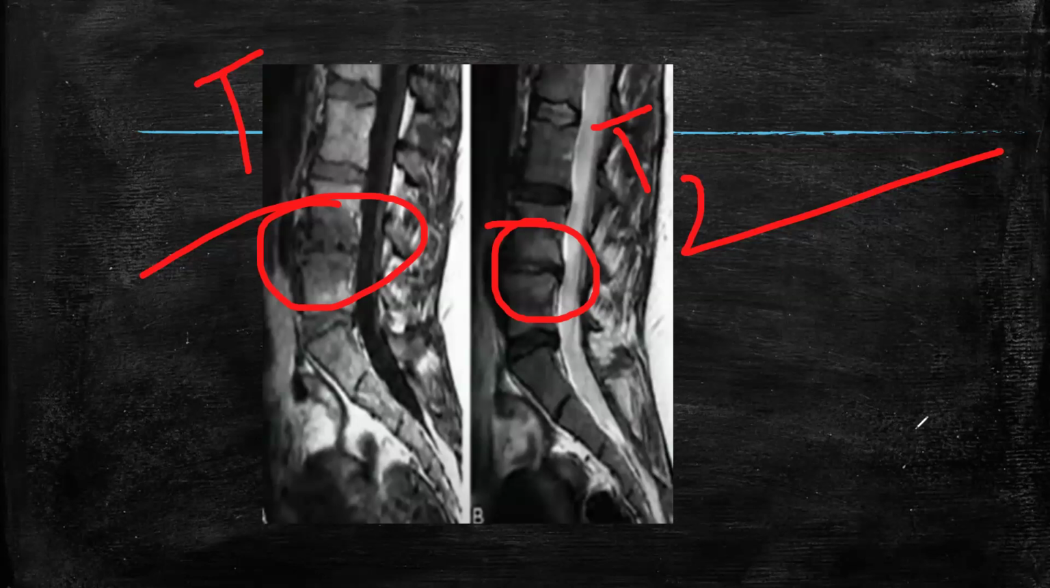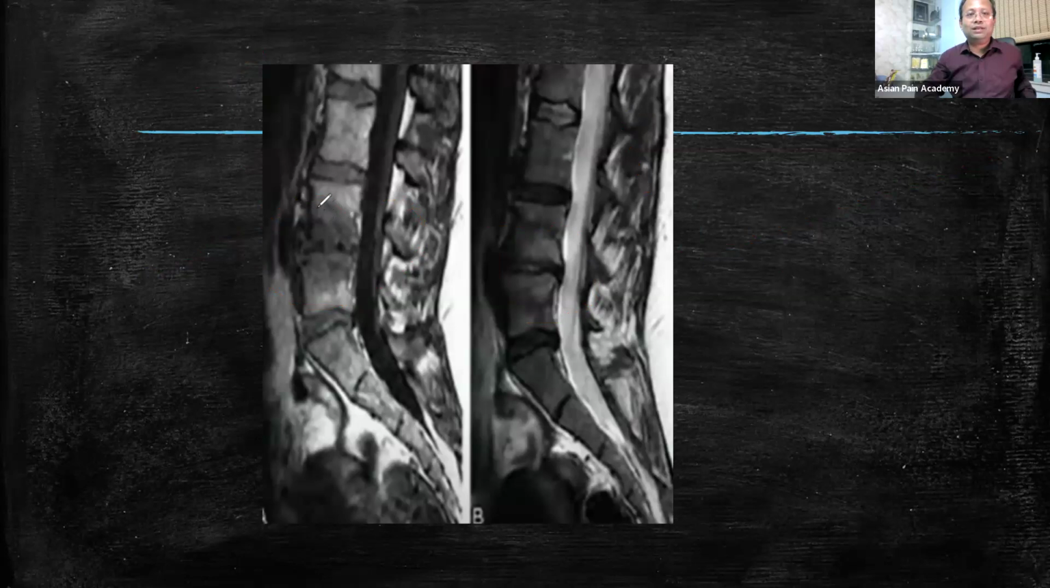Change type 1? Yes, type 1. Because you will see this area, not the disc area. Okay, disc area is not edematous. Edema is here. So in T1 it is black and in T2 it is white. So it is Modic 1; Modic 2 both white, Modic 3 both black. Okay, so edema, water deposition, is what is problematic for us.